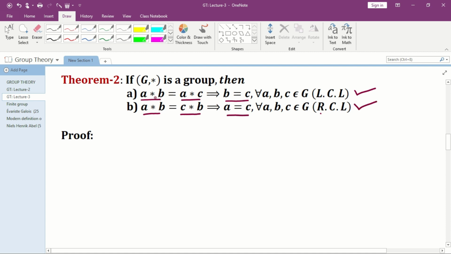Left cancellation law: you can observe here, if you have A star B is equal to A star C, the A which we have on the left side has been cancelled, therefore I get B is equal to C. Similarly for right cancellation law. Okay, now we shall prove.